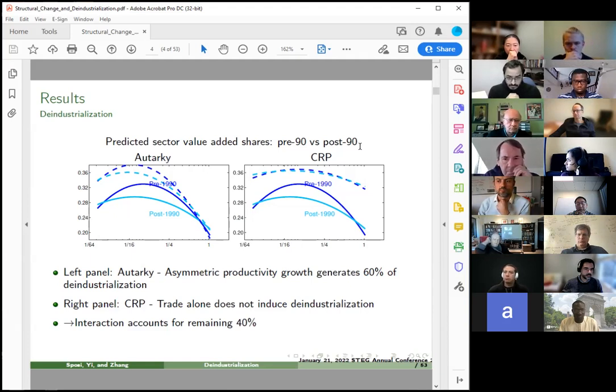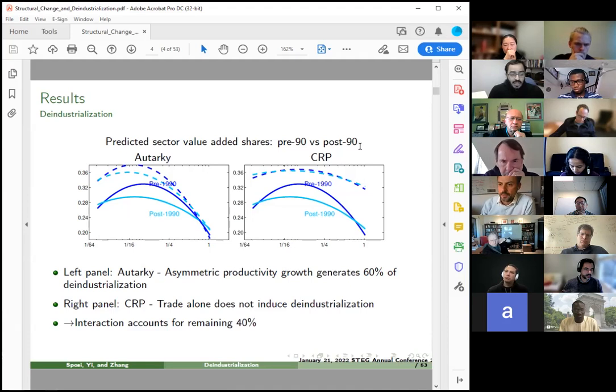And so now let me talk about the counterfactuals. Here, I'm going to look at two of them. For the first one, we're just going to think about autarky, right? We want to see, what's the role of trade? When you remove trade, what's left is asymmetric productivity growth. So we'll look at the left panel.